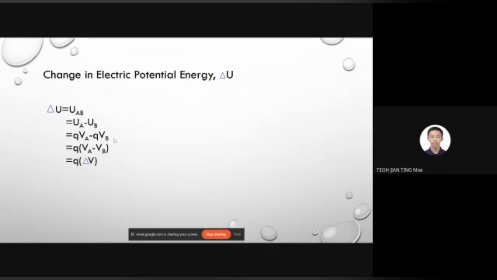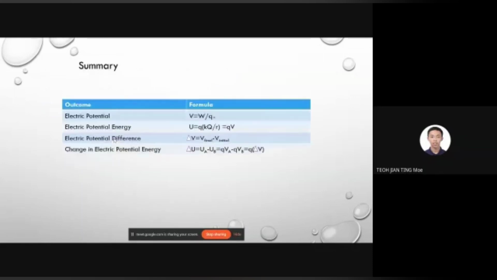So, the summary of this subtopic, 1.3 electric potential, is that we have four formulas here that you have to remember and know when to use in your calculations. First of all, electric potential is V equals W over q, which also equals kQ over r. Electric potential energy is U equals q multiplied by kQ over r, which means qV.